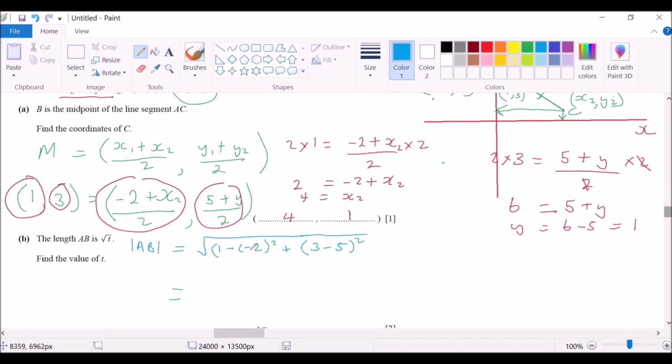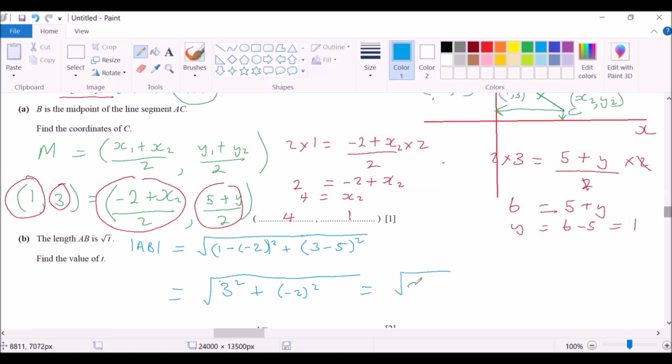1 minus -2, it's 1 plus 2. 1 plus 2 is 3. 3 squared plus 3 minus 5 is -2. -2 squared, which will give us 3 squared is 9.